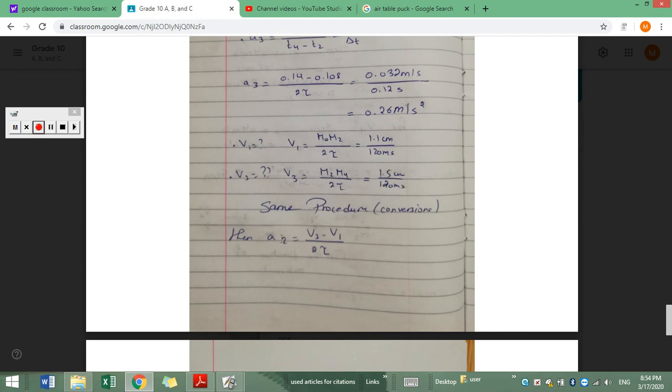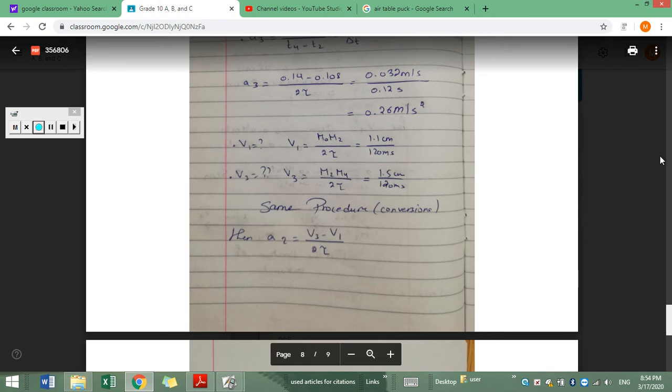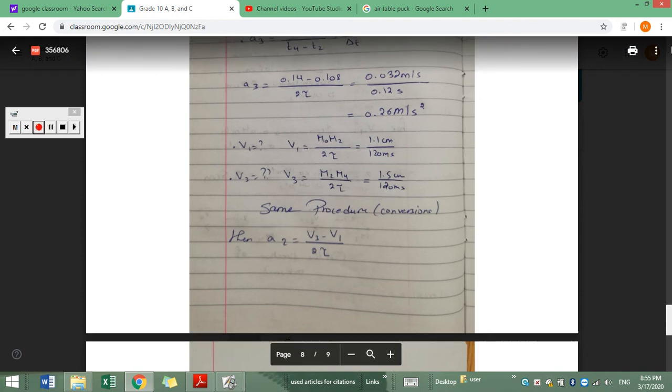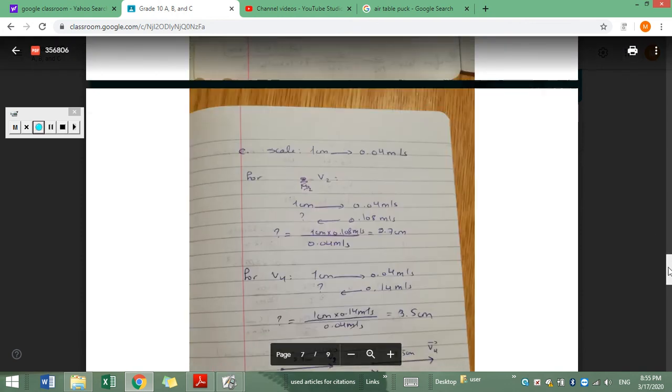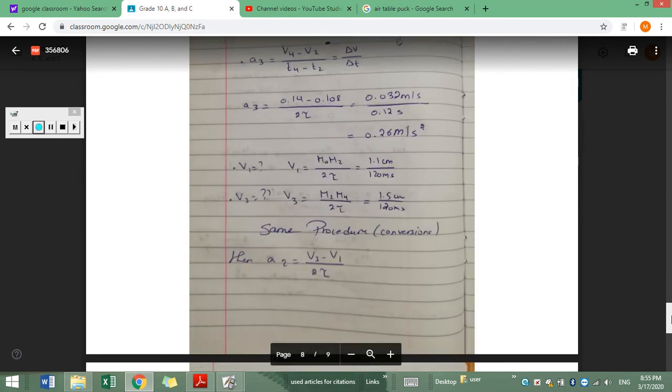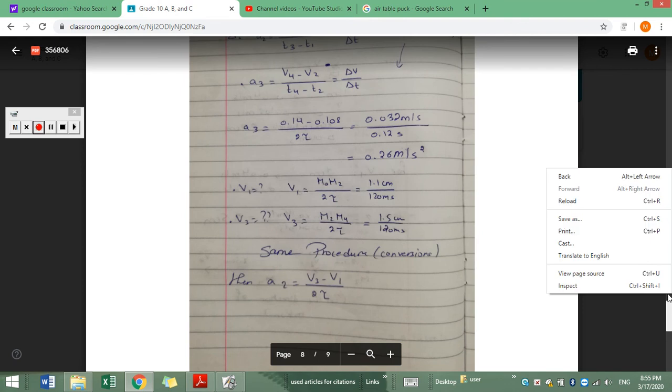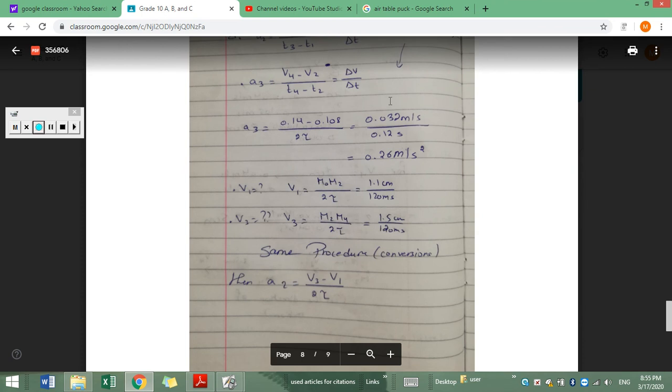So when calculating acceleration, I put the later one minus the earlier one to see if it increased or decreased. If it increased, the difference is positive, and if it decreased, the difference is negative. So v3 minus v1 over 2 tau gives a2, and a3 is the later one minus the earlier one, so v4 minus v2, and we can calculate them in the same way.